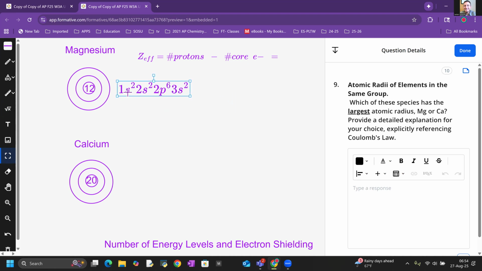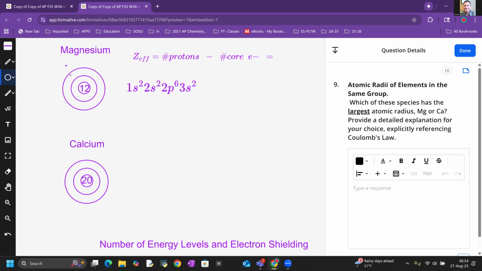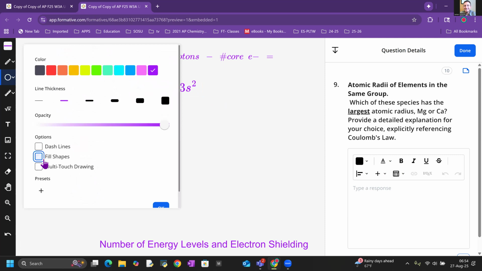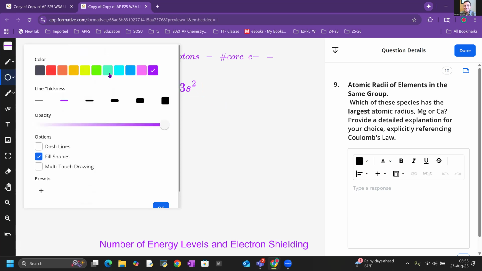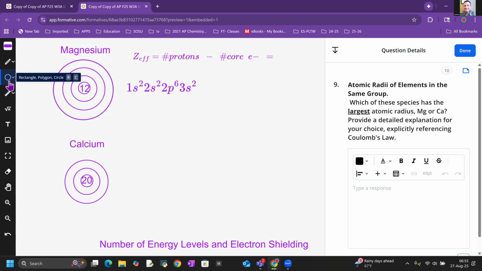So we notice on my skeletal model, I drew a nucleus, energy level 1, energy level 2. I need to draw another energy level, so I'm going to go over here to the circle and put a third energy level on this. Let me go into fill shapes here, and let's go to circle and make this a little larger. Okay, so now maybe we'll be able to see our electrons.